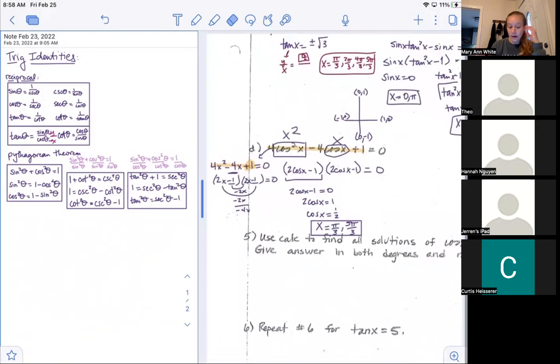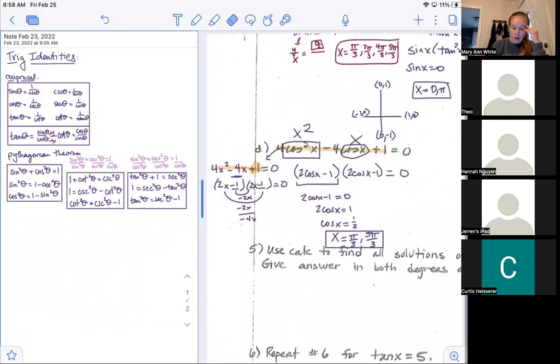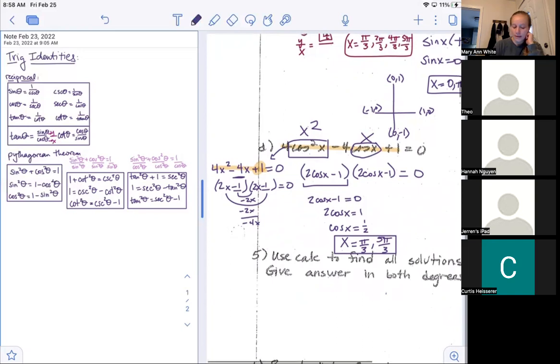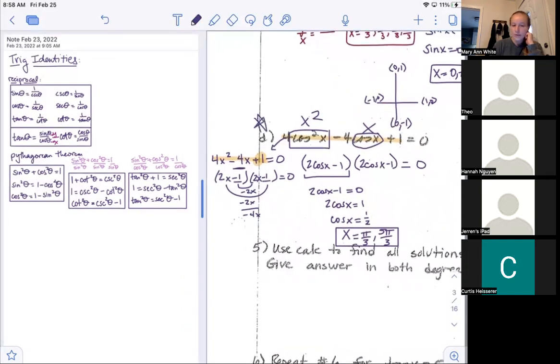Your class Alpha, we already did this one problem where we had to factor 4 cosine squared x minus 4 cos x plus 1. I did this with A yesterday, and G period hasn't done this problem yet. But I'm just going to walk through it as a reminder, because I'm 99% sure there's a problem like this on your homework. So I would look back to this when you're doing your homework.